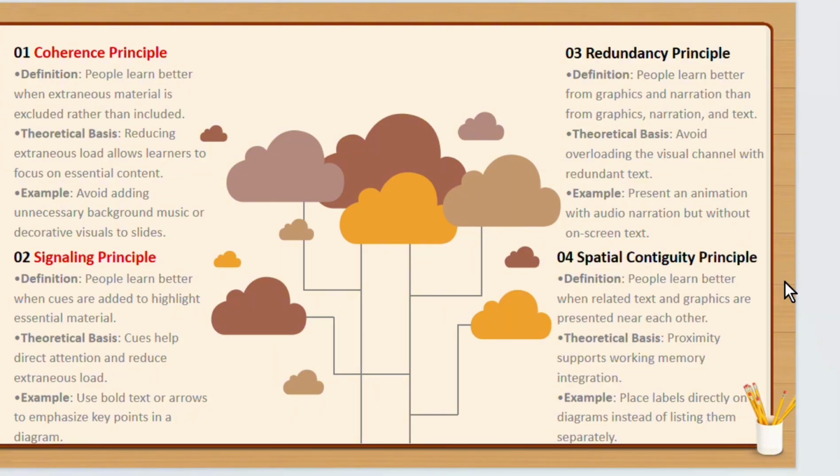And the second principle is the signaling principle. This principle says that signals like arrows or bold text help learners find the important parts. For example, in a PowerPoint slide, we can use arrows or highlights to show key points.